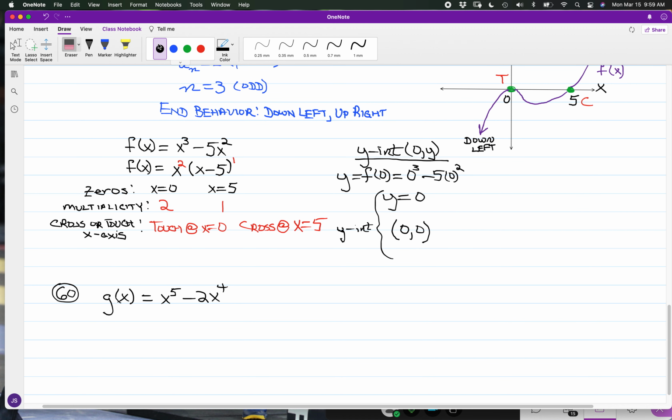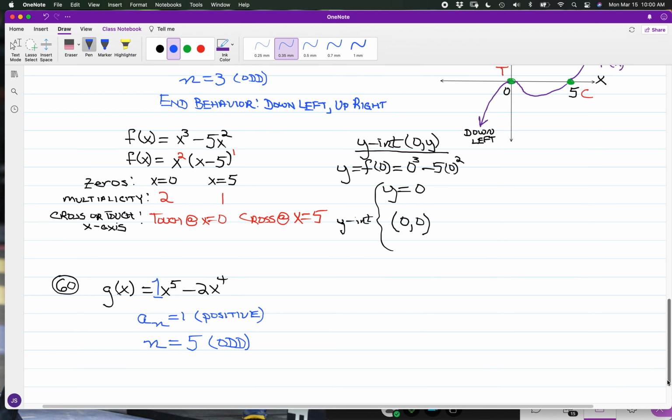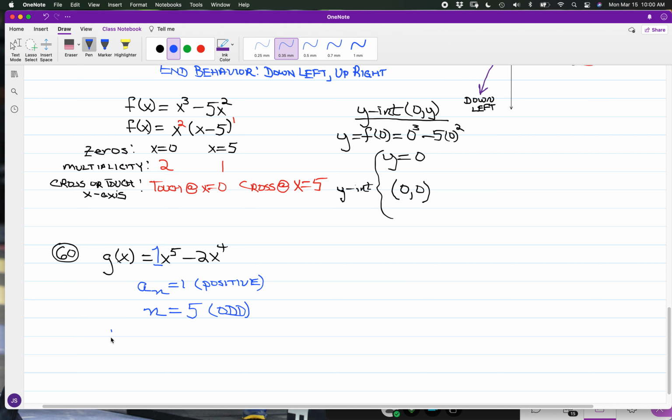All right, and so again we have the leading coefficient, that is going to be 1. So you have a of n is equal to 1. So a of n is positive, and with x to the fifth as the highest order term, the degree to which the variable is raised defines the degree of the polynomial function. So you have n is equal to 5, which is an odd value, and so we're going to have the same end behavior in 60 as we did with 59. So you have down to the left and up to the right.